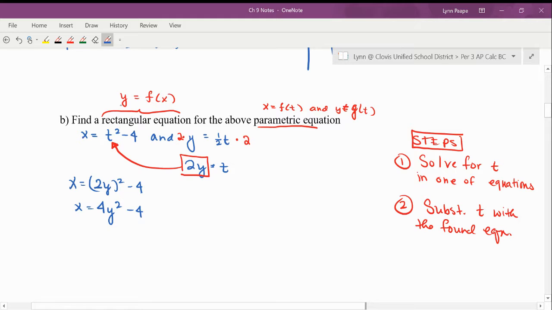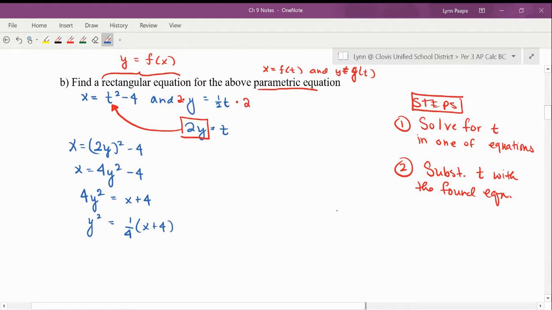And then we want to have y as a function of x, so I'm going to add 4 to the other side. And then I'm going to divide by 4 or multiply by a fourth, however you want to write that. And so in this case, I do have a rectangular equation here, but I don't have y as a function of x. So this would be our sideways parabola that you would have worked with in your Honors Math 3 course.